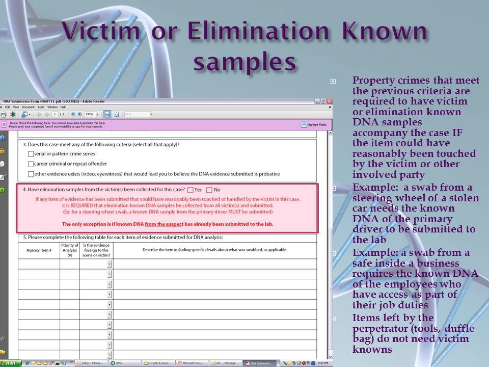The same would go for if a business was burglarized, maybe a safe from the business. We would need elimination samples from anybody that could have had access to that safe and that their DNA might be on that safe so we can eliminate them. Any item that is simply left by the perpetrator, like a tool, a screwdriver, a duffel bag, that the victim could not have touched or said they did not touch, then we can work those without victim DNA samples. Also, if a known sample from the suspect has previously been submitted, then we also do not need the victim's knowns in that case.